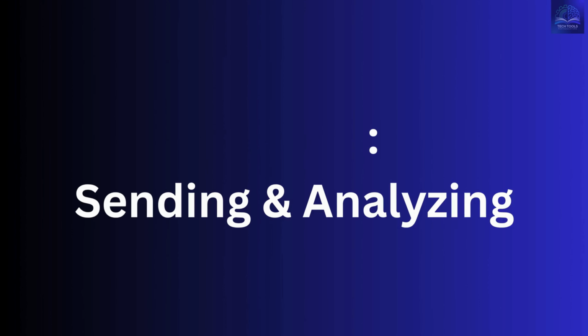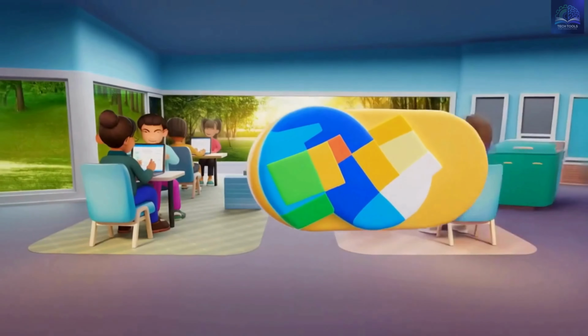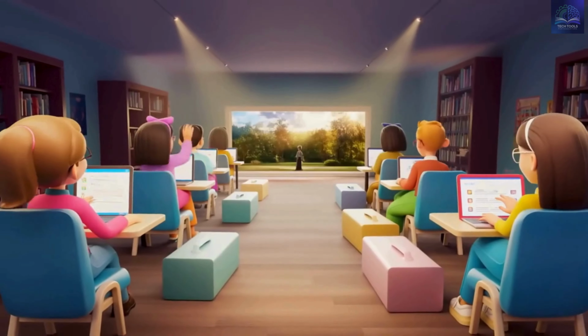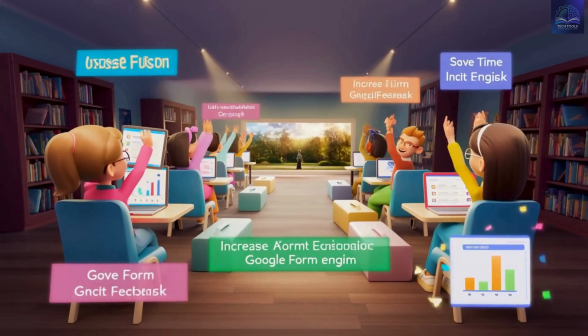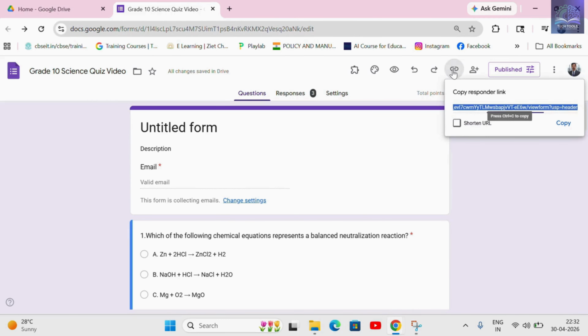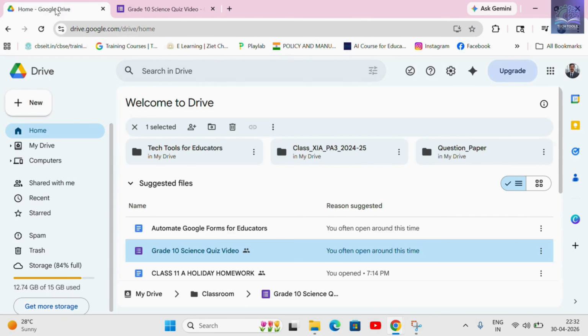Phase 5. Sending or Analyzing. You've built the engine, now it's time to let it run. To get this out to your students, click the Send button at the top right. Select the link icon in the middle, and be sure to check Shorten URL to keep things clean. Now, just copy that link and drop it straight into Google Classroom or an email.